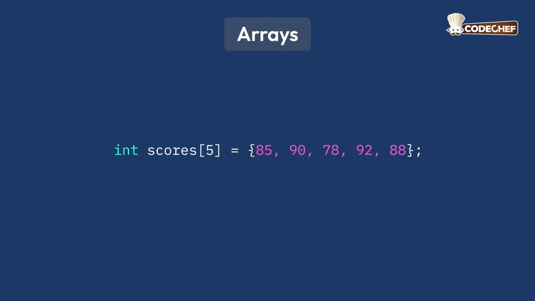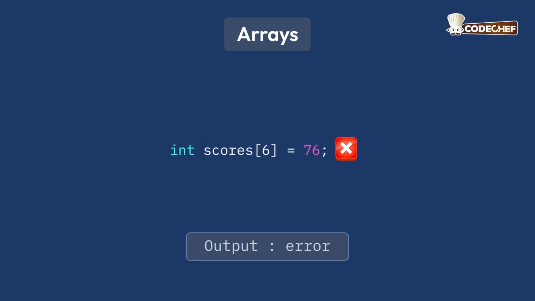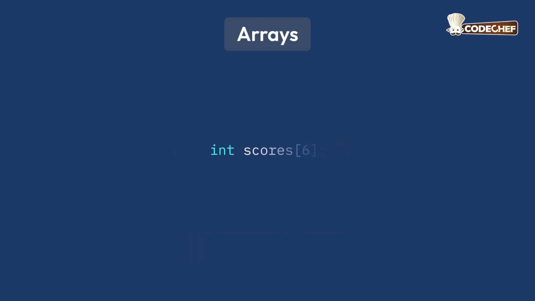There are a couple of important things to keep in mind with arrays. First, arrays have a fixed size. Once you declare an array with a specific size, like 5 in this case, you can't add more elements later. If we need an array of a different size, we have to declare a new one. This means we must plan the array size from the beginning.